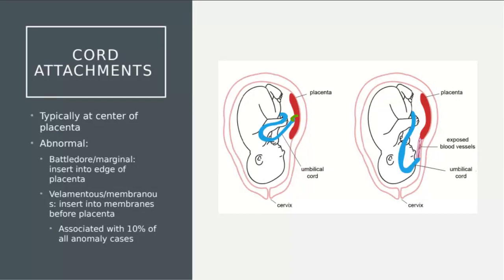Battledore is going to be when the cord inserts into the edge of the placenta, and then velamentous is going to be when it inserts into the membranes before it inserts into the placenta. If we see a velamentous cord insertion, this is actually going to be associated with a risk of an anomaly with that baby. So this diagram on the right hand side is showing us the velamentous because it is attaching into the membranes before it's attaching into the placenta. Now if it was a battledore, it would be attached here or here.